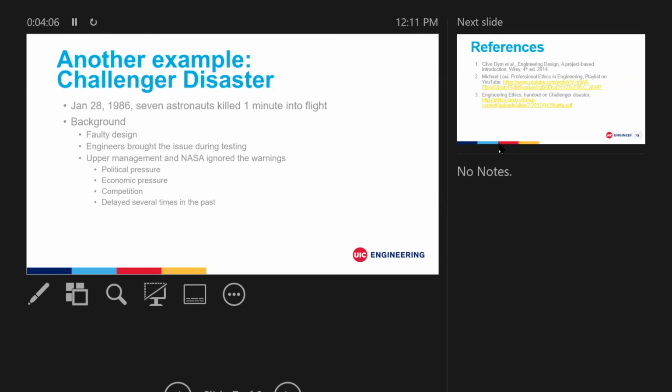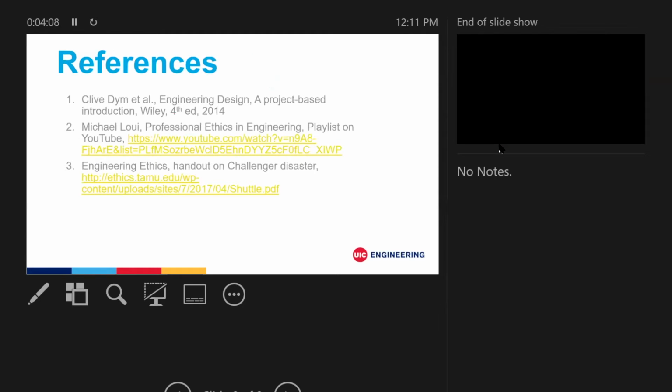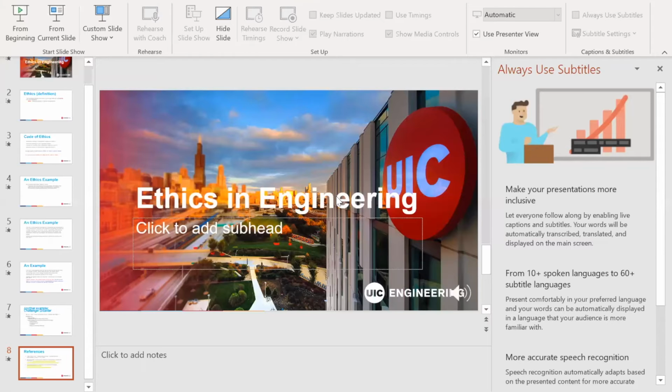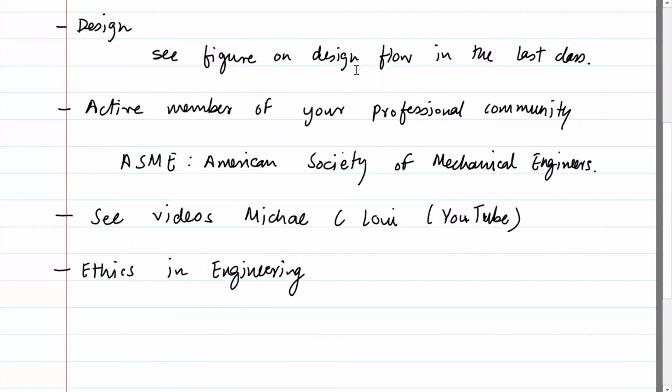And so this is one of the things where you would not go ahead with the mission because it's not safe for humans. So that is a moral obligation which the engineers realized. Unfortunately, the administrators did not. Some of the references I have, I'll post this. I will assign some of the videos by Michael Liu, and he did a great job of explaining some of the moral responsibilities of engineers.